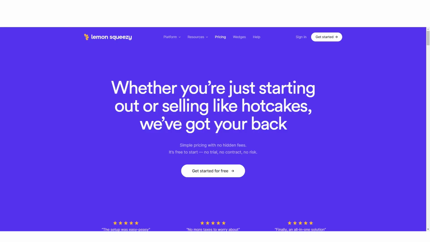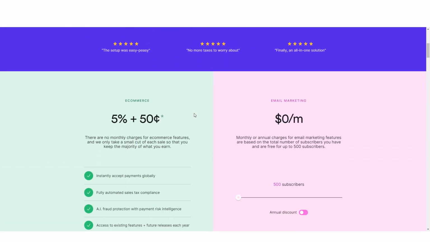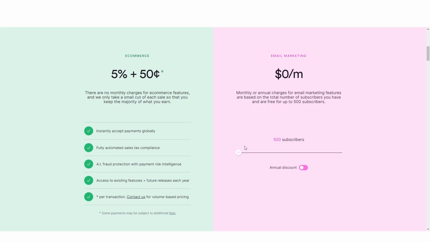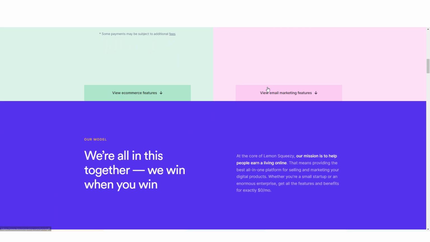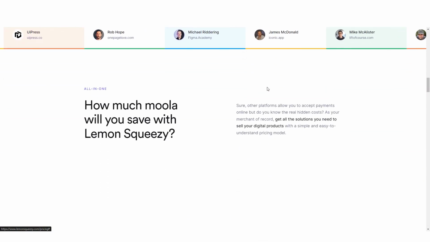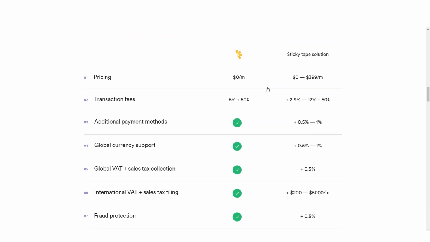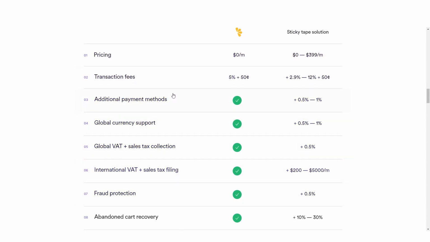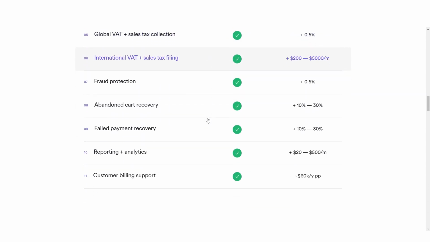LemonSqueezy may offer simpler pricing structures compared to Stripe, with fewer fees and transparent pricing plans. However, LemonSqueezy's pricing model may be less flexible or customizable compared to Stripe, particularly for businesses with high transaction volumes or specific payment processing requirements. Businesses should carefully evaluate LemonSqueezy's pricing structure to ensure it aligns with their budget and needs.